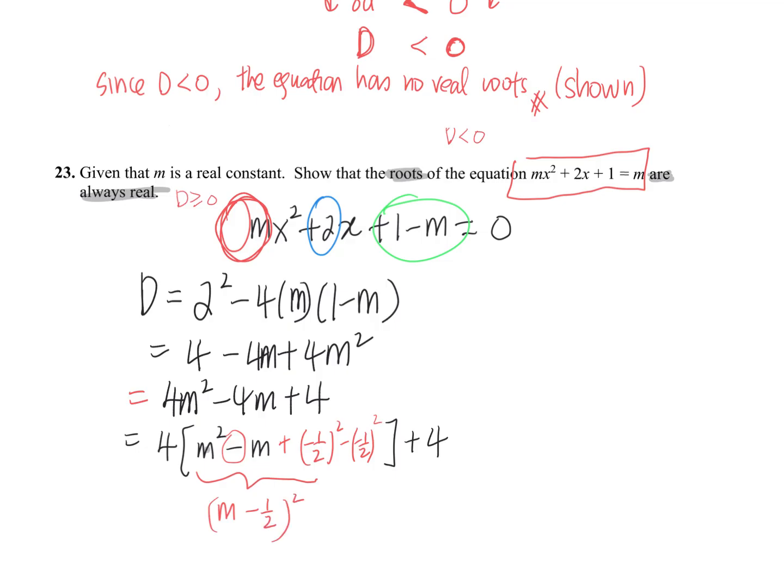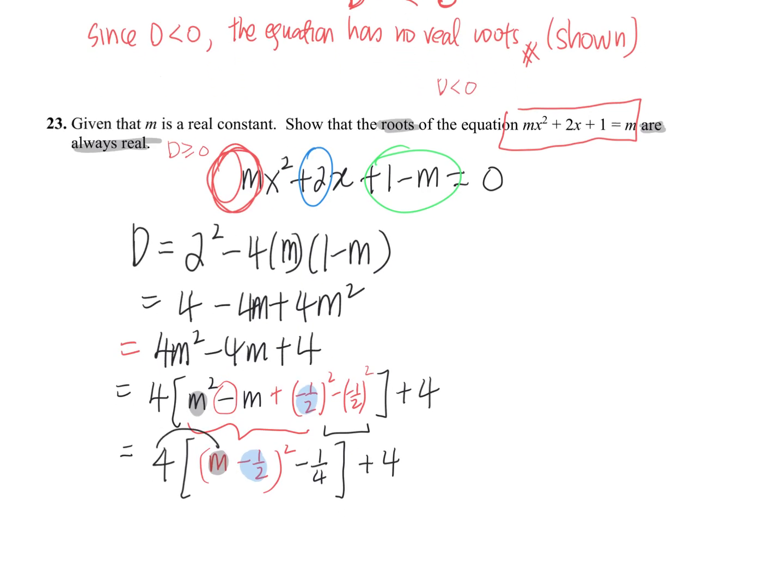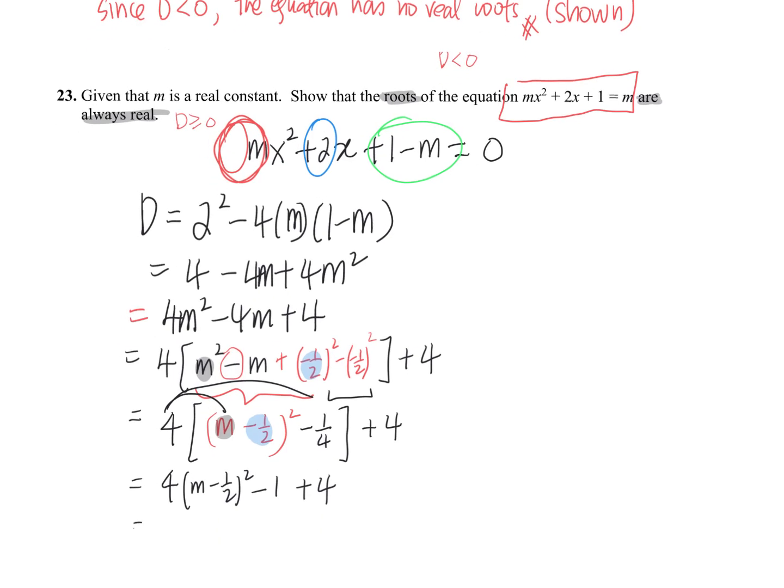So you realize this number bring down, this number bring down, and then you put a square. This thing is just minus 1/4, but don't forget it's in a square bracket. You haven't brought it out yet. So expand it in. This is 4m minus half, squared. Expand it in. This is minus 1. And then I have a plus 4 outside. Then it's back to the same old story.